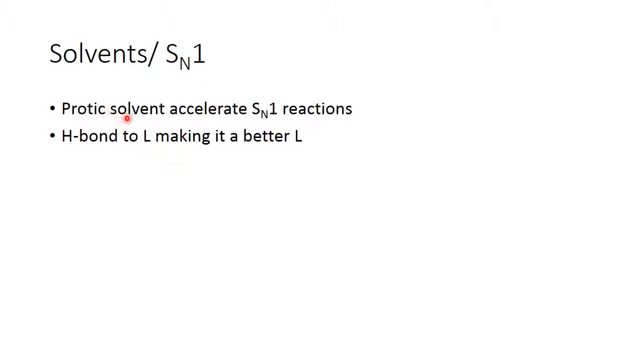Protic solvents are solvents that have a hydrogen attached to either an oxygen or a nitrogen. So if I look at methanol, which has an alcohol group, I can recognize that it is protic. However, if I see an oxygen or a nitrogen and there's no hydrogen on that oxygen or nitrogen, it is not going to be a protic solvent and it's not going to help an SN1 reaction. So for an SN1 reaction to go ahead, we almost always use a protic solvent.